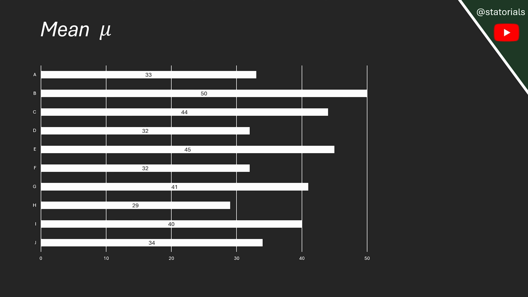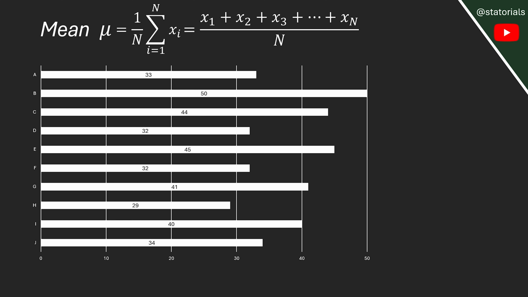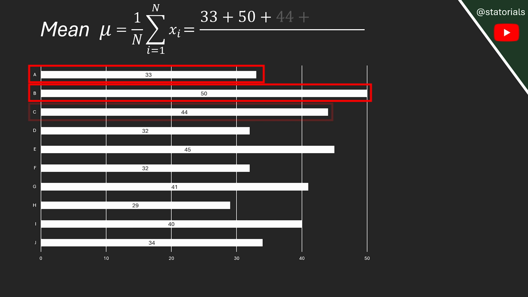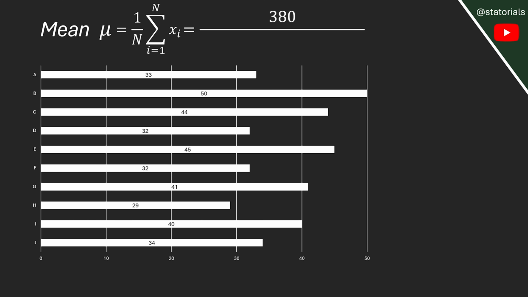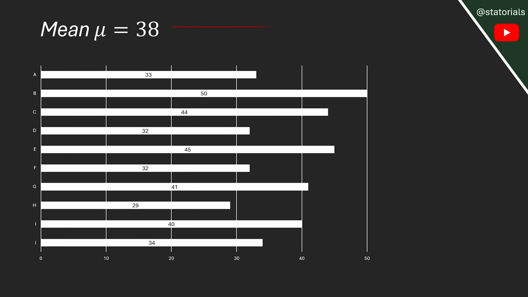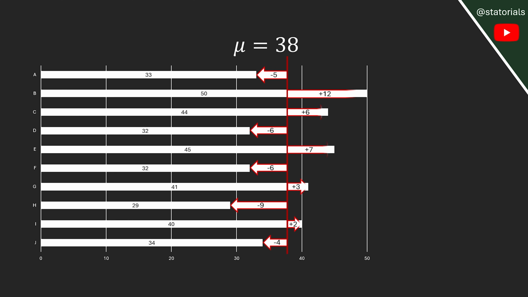The formula for mu is given in a somewhat cryptic form. Simply sum up the values of all observations and divide this by the number of observations. This means adding up 33, 50, 44 and so forth, which will give a total of 380. This sum is then divided by the number of observations, which is 10 here, and you'll get the mean of 38. This allows us to calculate and visualize the differences between the individual times and the average time mu.